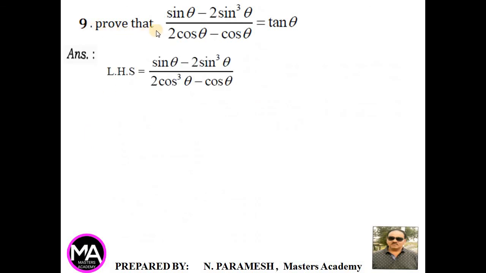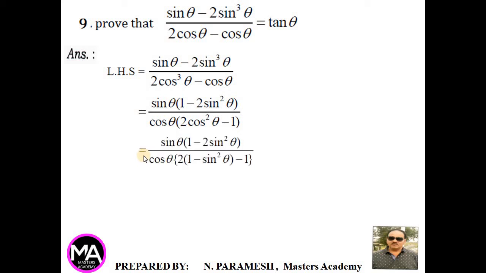9th question. Prove that sin theta minus 2 sin cube theta divided by 2 cos cube theta minus cos theta is equal to tan theta. Answer. LHS. Sin theta minus 2 sin cube theta divided by 2 cos cube theta minus cos theta. That is equal to, taking sin theta as common in the numerator, 1 minus 2 sin square theta, divided by, taking cos theta as common in the denominator, 2 cos square theta minus 1.